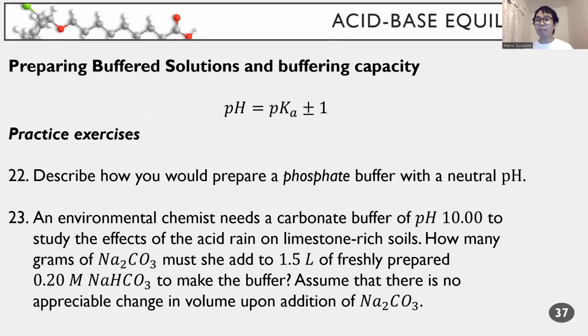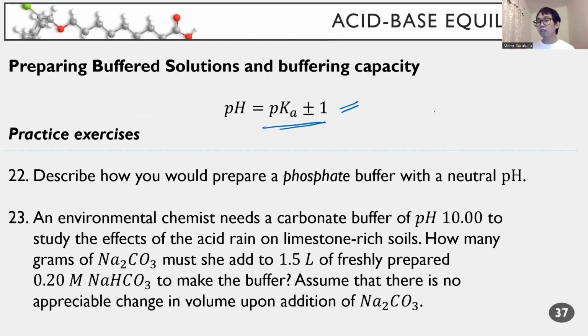Actually, ito, ayan, we already talked about the buffering capacity. This relationship here just only shows of the buffered solution that you have to make depending on the desired pH. Okay, just always remember na dapat it's within pKa plus minus 1. Otherwise, your buffer will not work as compared to other buffered solution na nasa range nito. Okay? Ito more of ano lang to, kwento-kwento. Describe how you would prepare a phosphate buffer with a neutral pH.